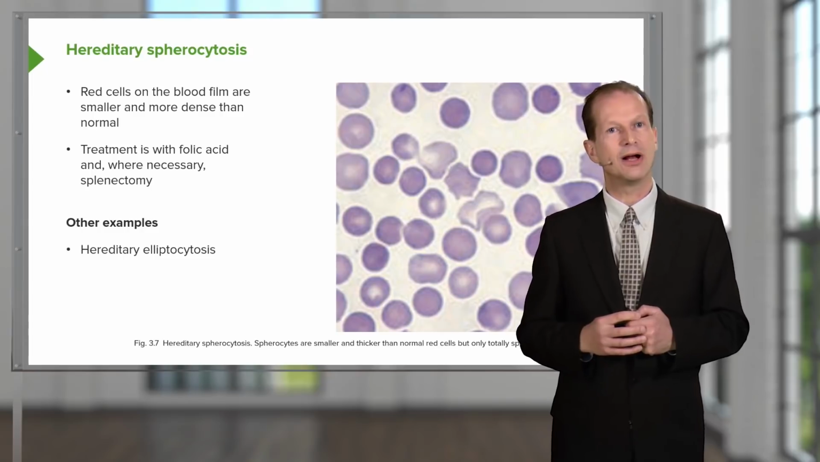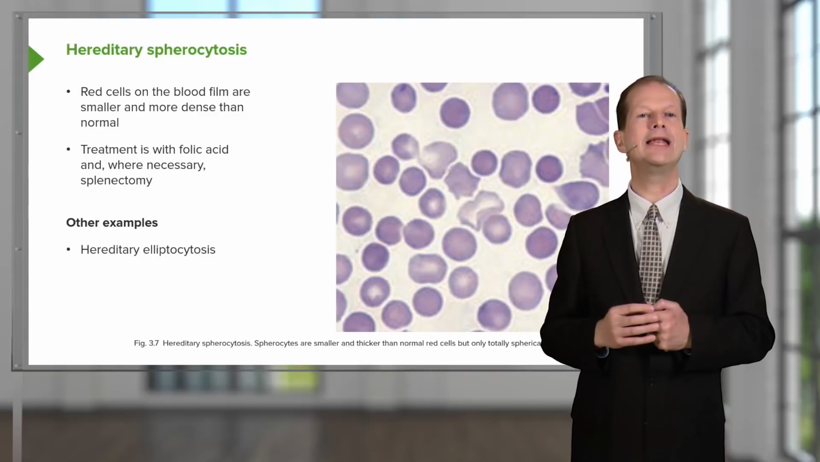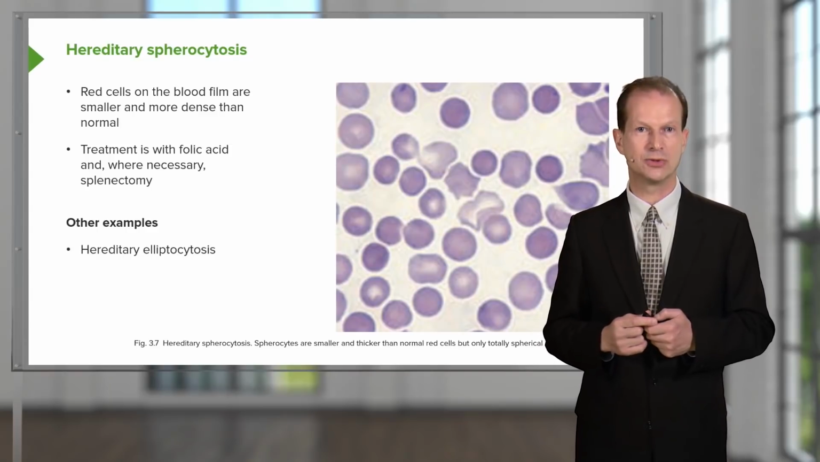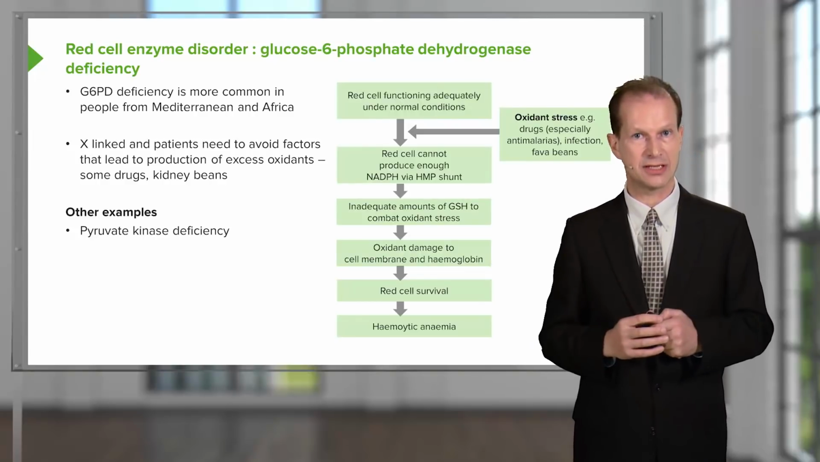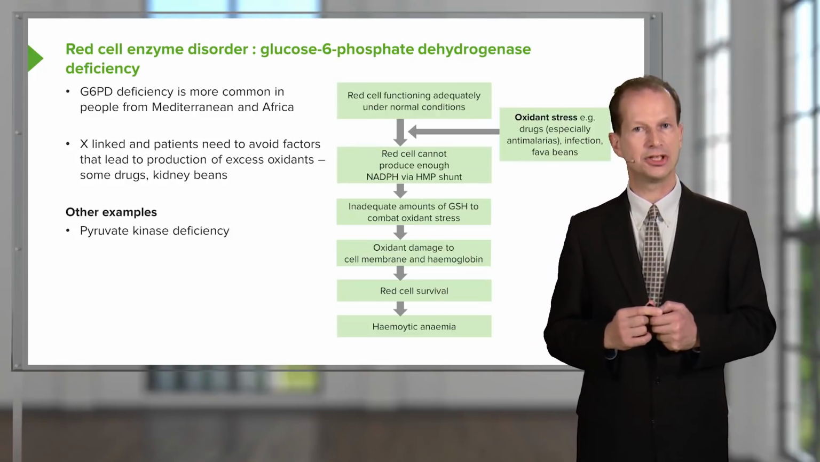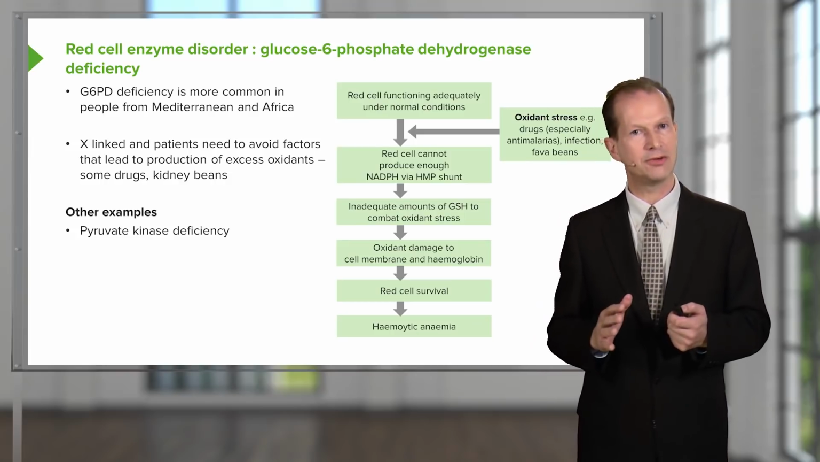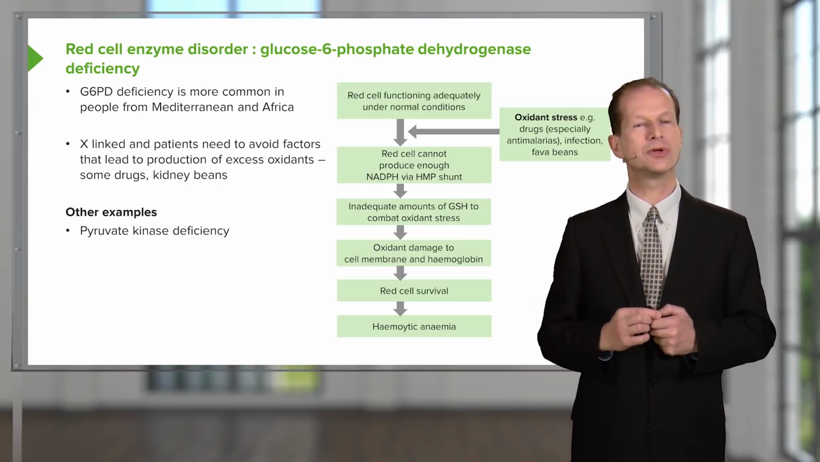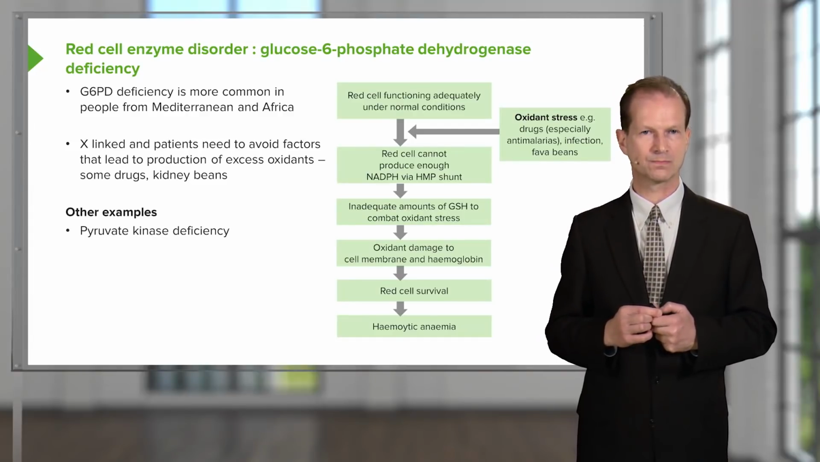There are other examples of inherited abnormalities of the red cell membrane. One of those I've listed as hereditary elliptocytosis. And yes, you're right, the red cells do look elliptical in that disorder. Let's look at another inherited abnormality of the enzymes this time. One of the important ones is glucose 6-phosphate dehydrogenase, a long word. And this is more common in people from the Mediterranean and African region. Why? Because a heterozygous disorder can provide some protection against severe malarial infection.